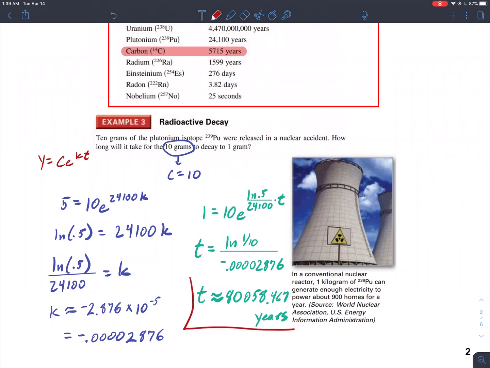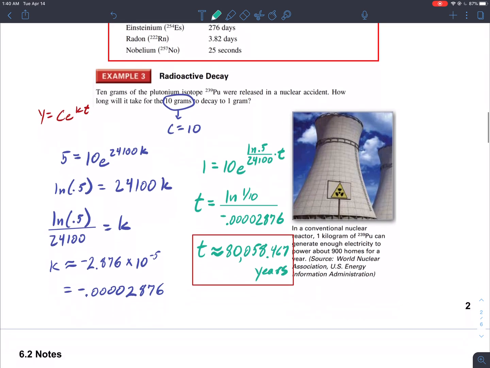It takes almost 80,060 years for 10 grams of this plutonium to reduce down to 1 gram. All right. A little note over here: in a conventional nuclear reactor, 1 kilogram, which is 1,000 grams, can generate enough electricity to power 900 homes for a single year. All right, little side note.